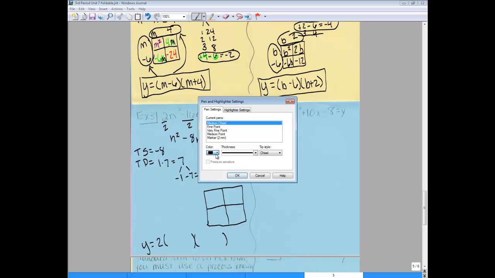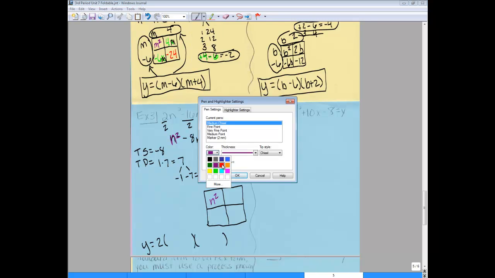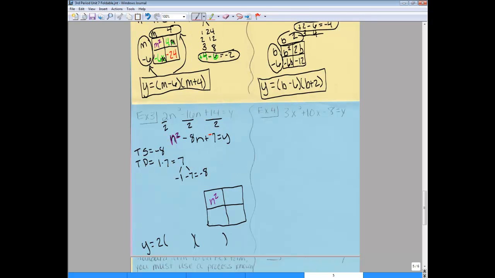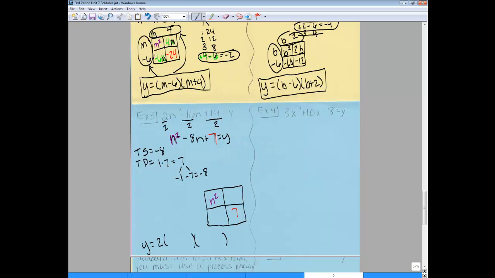And since we've done so much more work on here than normal, I'm going to go ahead and color code. We have n squared in the top left. We have 7 in the bottom right. Then we have negative 1, but we're going to put an n with it, and then negative 7, and we're going to put an n with it.